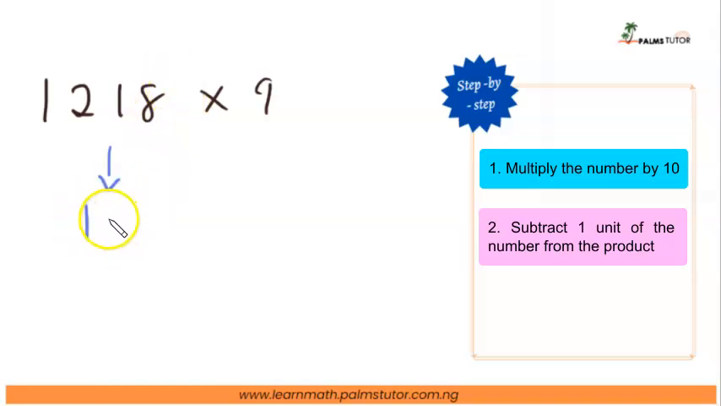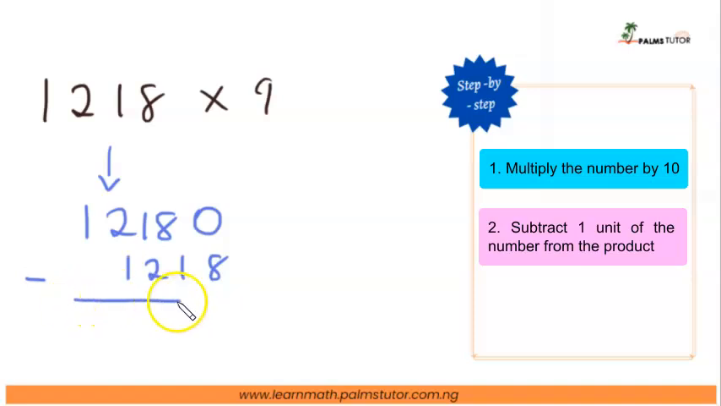So we have 1218 with a 0 at the back, and then we can take away 1 unit of this, such that we take away just 1218 from this, and then we have this. This becomes 7, so that this becomes 10. We have 2. 7 minus 1 is 6.